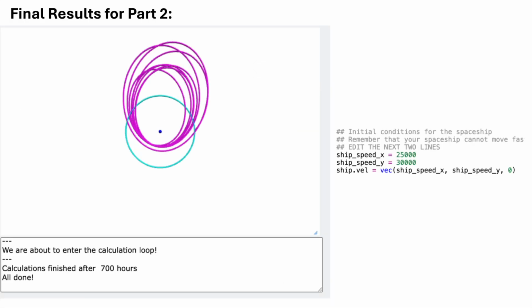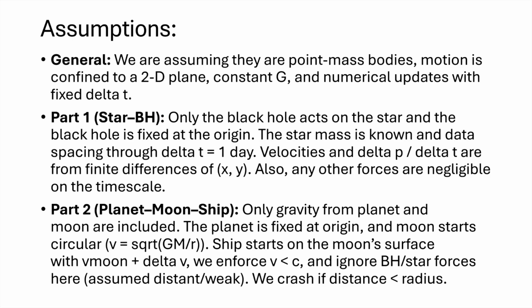Here are the final results for part 2, and you can see the ship speed x and the ship speed y. So for assumptions, in general, we are assuming they are point mass bodies. Motion is confined to a 2D plane, constant g, and numerical updates with fixed delta t. For part 1, only the black hole acts on the star, and the black hole is fixed at the origin. The star mass is known, and data spacing through delta t is equal to 1 day. Velocities and delta p upon delta t are from finite differences of xy. Also, any other forces are negligible on the time scale.